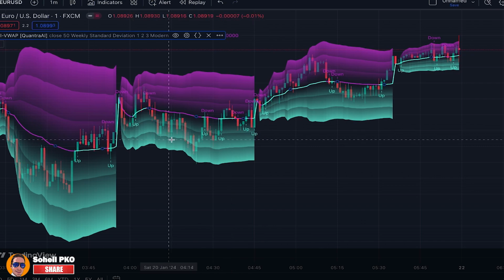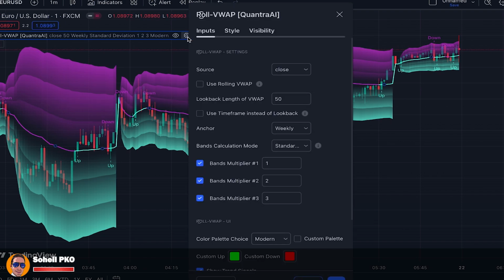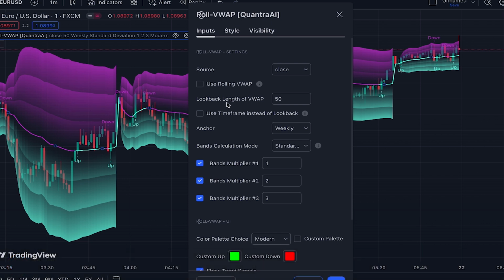Please pay attention, by default the resetting is happening after each 50 candles because in the settings by default it's using a look back window with length of 50. In case you want to use this indicator in the original version, you can turn on this option, use time frame instead of look back, and for the anchor you can set it daily. So the resetting happens at the beginning of each day.